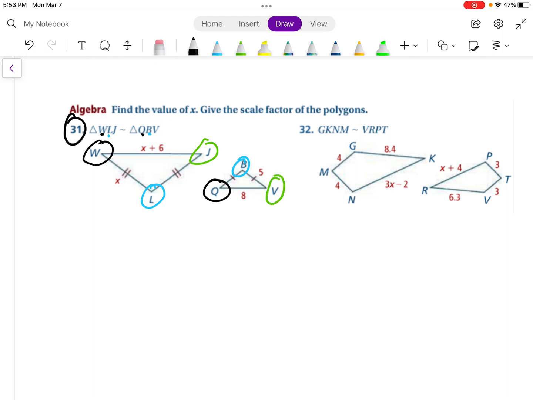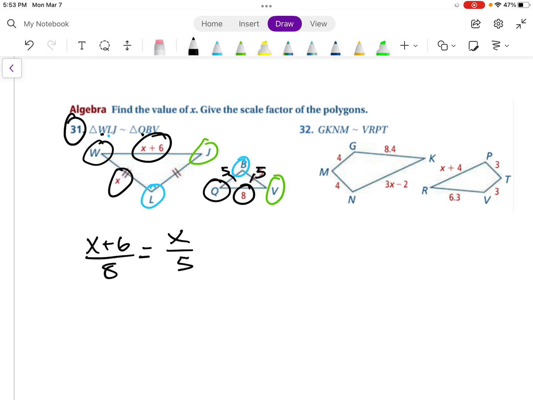All right, so let's set up a similarity statement. So this side has to go with that side. So I'm going to set up that ratio. X plus 6 over 8 is equal to, and this side has to go, it's between W and L, so it has to be between Q and B, which if this side is 5 over here, they have to be 5 too, right, because they're congruent. So I'm going to go X over 5.